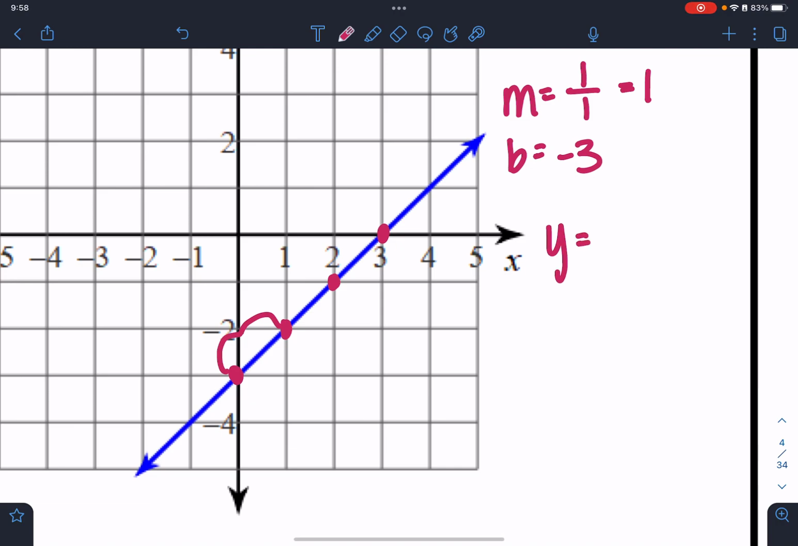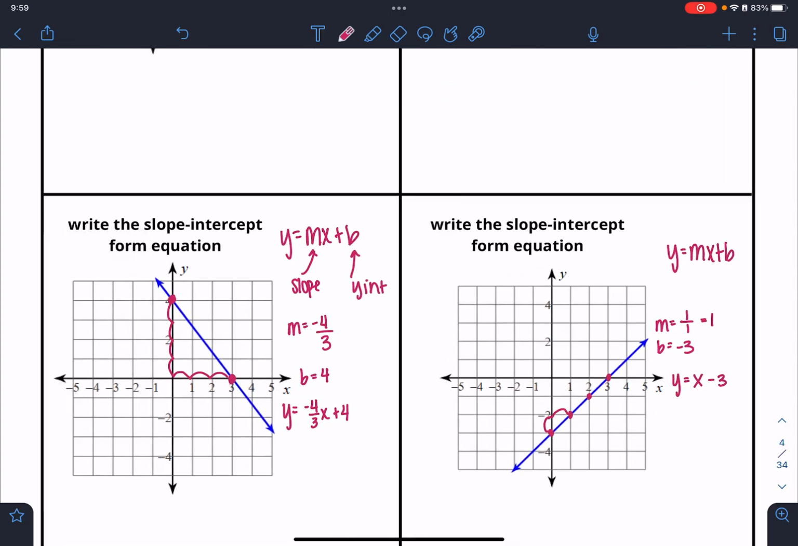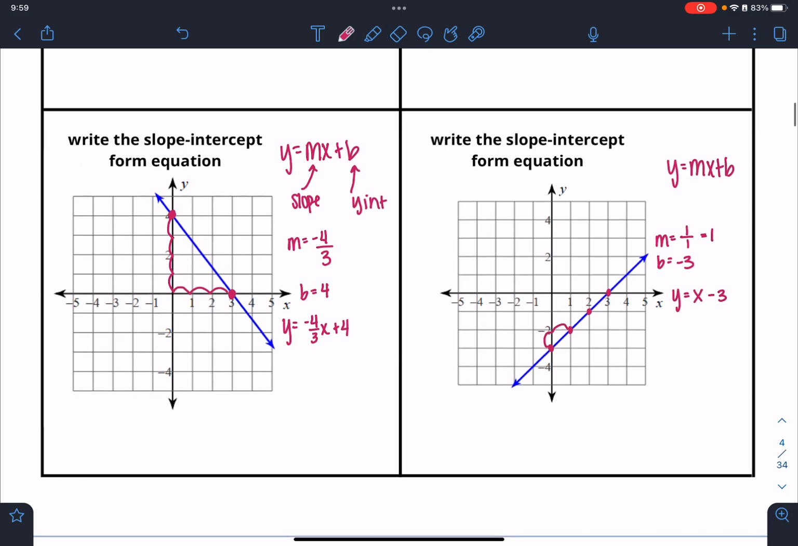So y equals 1x, or you can just write x. Right, we want to get in the habit of invisible 1 rule in front of your variable. We don't have to write that. And then -3, because we were at -3 there. Okay, so a lot of these are pretty easy. It's just kind of refreshing our memory on what are the equations, how do we use them.